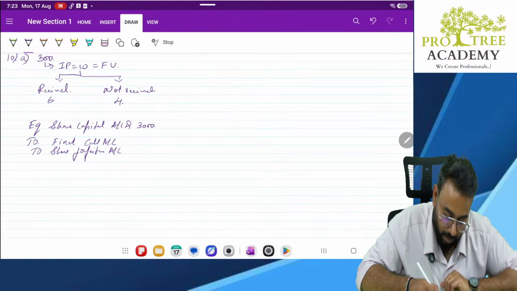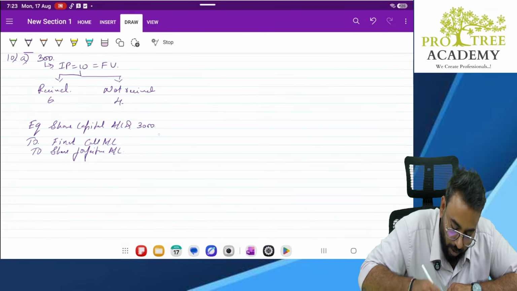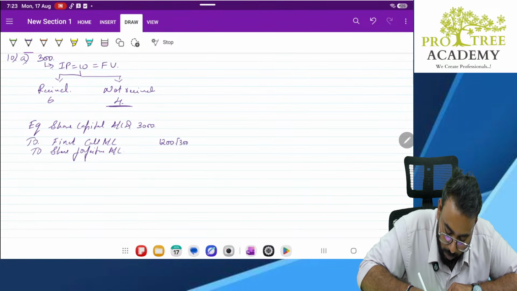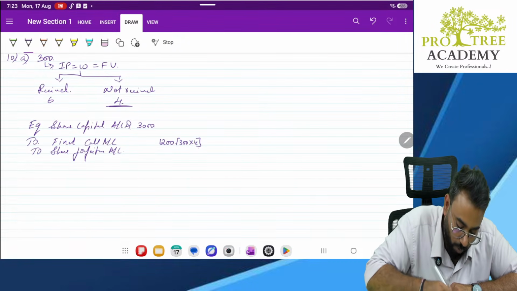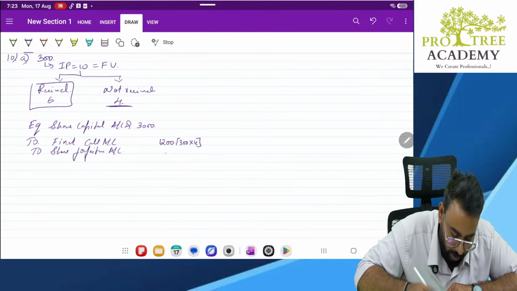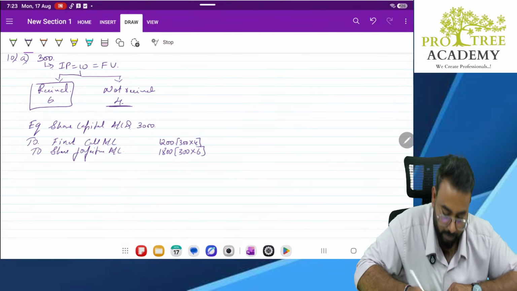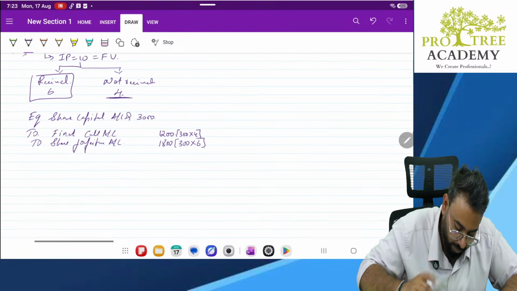Correct? Yeah. Final call. To final call, what is not received? That has to be reversed. So that will be 1200, that is 300 into 4. To share forfeiture, what will go? What is already received towards nominal value? 6 rupees is received as a nominal value. So that will be 1800, that is 300 into 6. Done.